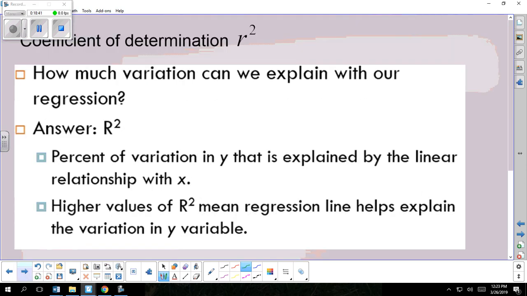All right, so our coefficient of determination, r squared. How much variation can we explain with our regression line? R squared is the percent of variation in y that's explained by the linear relationship with x. Higher values of r squared mean the regression line helps explain the variation in the y variable.